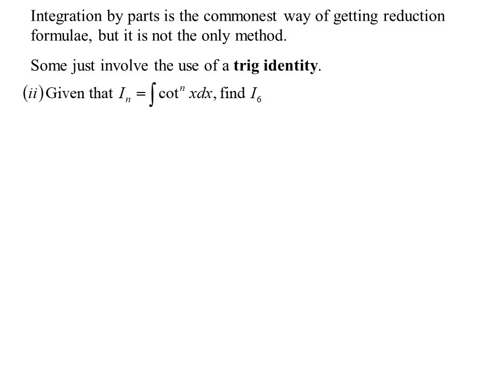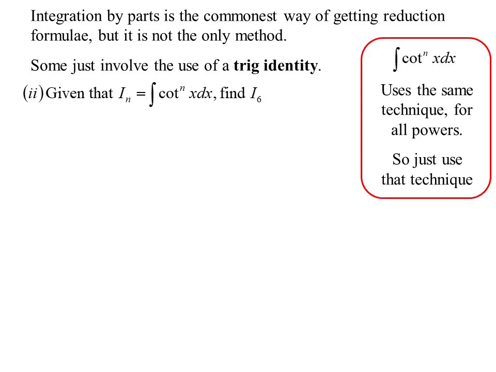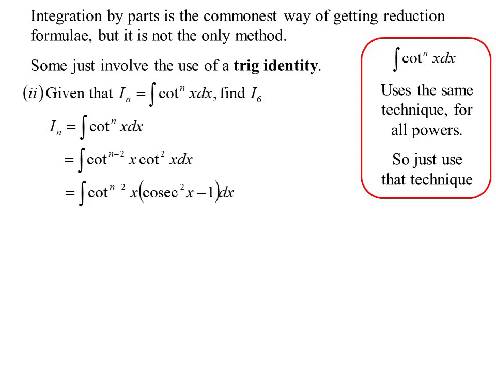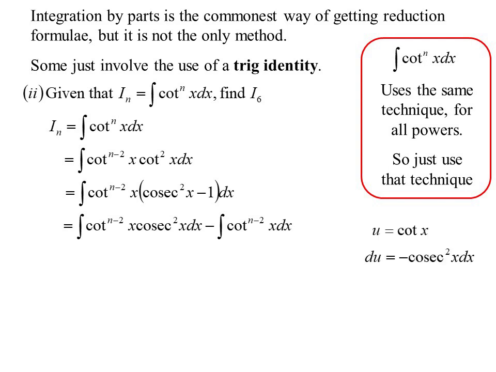Trig, for instance. So if I've got I_n is cot to the power of n. Well, if you remember from our trig integrals, the tan, and therefore the cotan as well, we use the same technique every single time. Didn't matter what the power was. So why not just use that method here? And that method, if you recall, is, well, I'll pull out the cot squared, because the cot squared I can change to cosec squared minus 1. I can split it into two integrals. The first one I can do via a substitution, so u is cot x, du is minus cosec squared x dx.